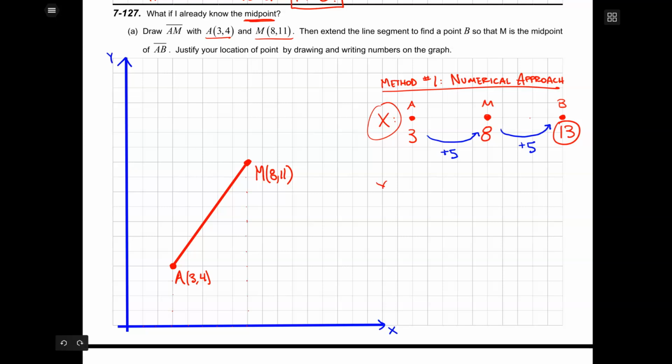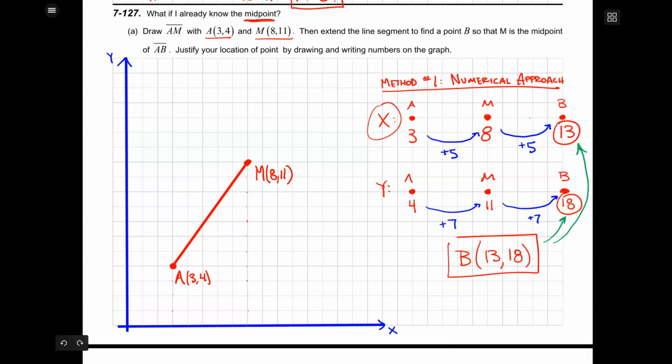Now let's do the same thing for y coordinates. For point A, the y coordinate is 4. For point M, the y coordinate is 11. To get from 4 to 11, you have to add 7. That means we have to add 7 more to get from M to B. And when you add 7 to 11, you get 18. So there's the y coordinate of point B. So point B ends up being 13, 18.